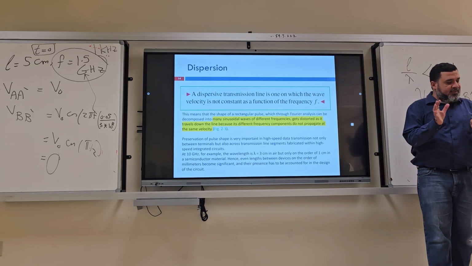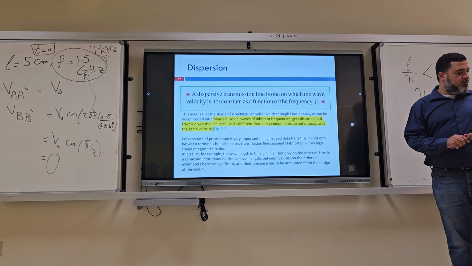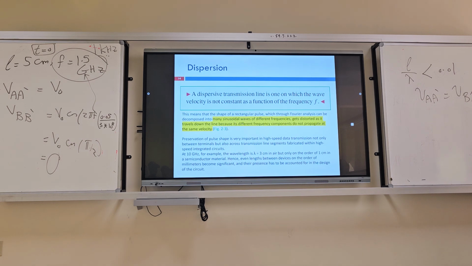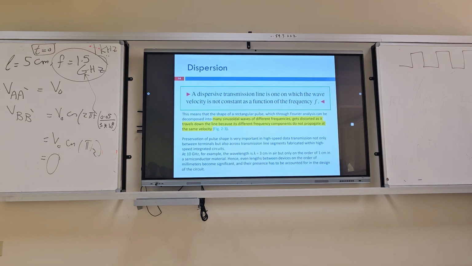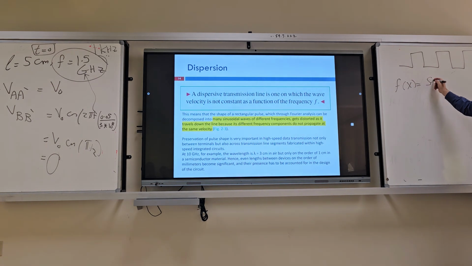So, generally speaking, any periodic waveform, assuming you have a pulse or square wave, how many frequencies do we have there? Many. Can I write this function f of x as a series of cosine and sine? Yes, using Fourier. Fourier series will give you cosine plus cosine plus cosine, and each one has a different frequency.